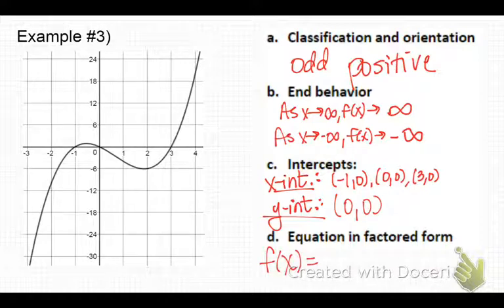f of x equals what? x, and then an x plus 1, and then an x minus 3. Where did that x come from? The one all by itself. That's my 0, 0 point. I can write x plus 0 there, but I can also write x. So if you wrote x plus 0 times x plus 1 times x minus 3, that's also okay.